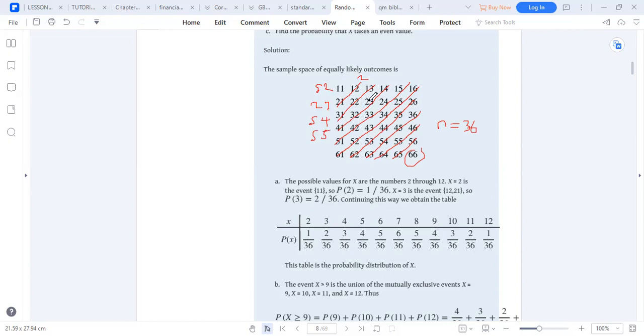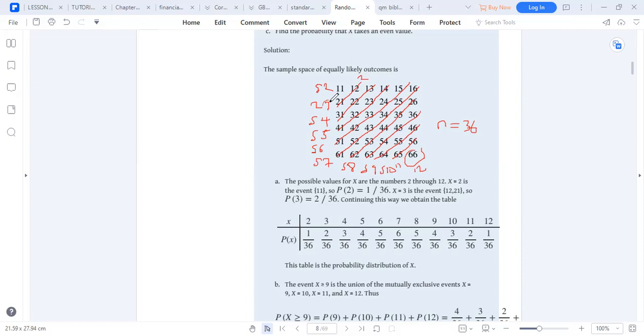All these will give you a sum of 5. These ones here, sum of what? 6. These ones are giving you sum of 7. These ones are giving you sum of 8, these sum of 9, these sum of 10, these sum of 11. And this is 12.